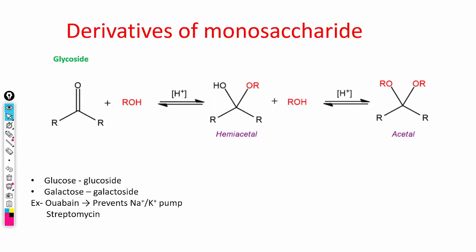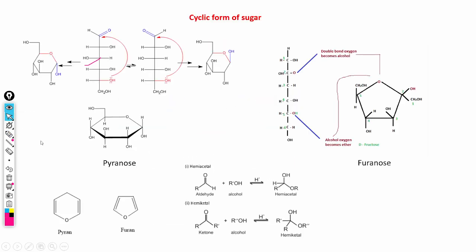Now comes the derivatives of the monosaccharide. That means the monosaccharide can be modified to form different types of structures. For example, one is called the glycoside. What is the glycoside? Now remember this structure. This is called the aldehyde. Another is the alcohol. Aldehyde reacts with the alcohol to form the hemiacetal.